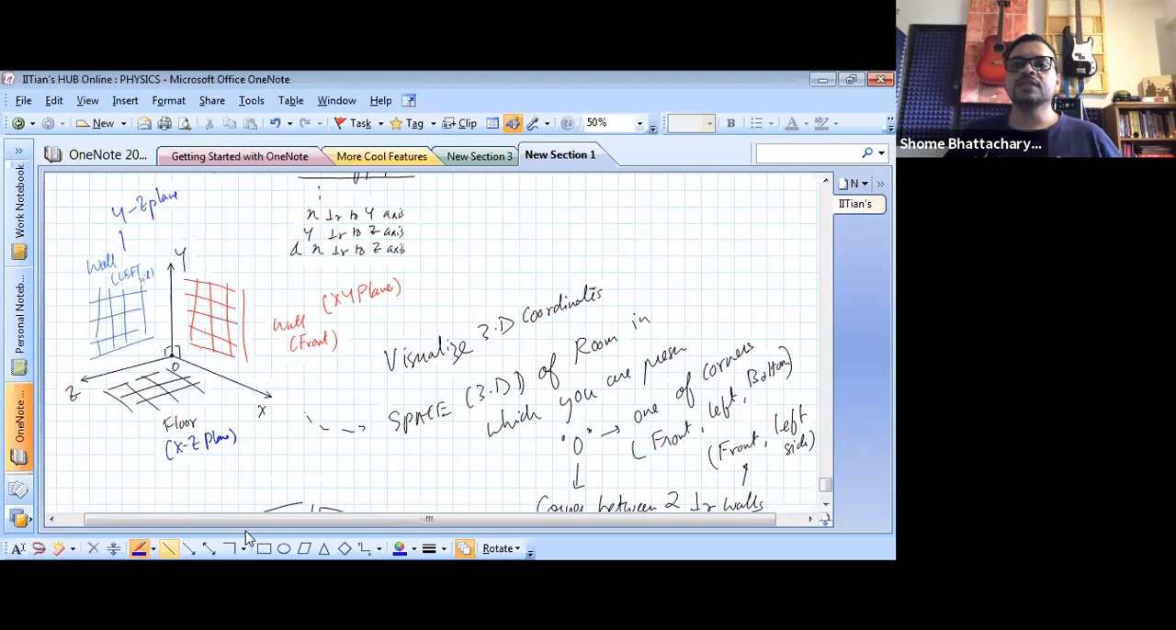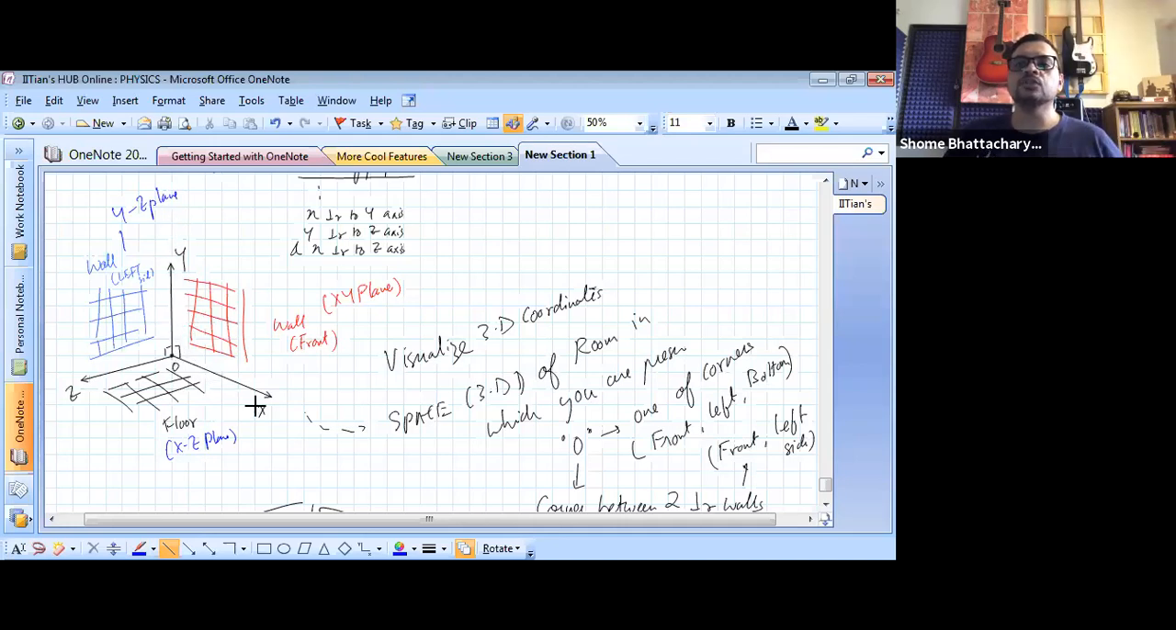So now you can visualize the axis. From the front left bottom corner, this edge, the edge between the wall in front of you and the floor, that is one of your axis, x-axis. Then the edge between the two walls which are perpendicular to each other, the wall to your left and the wall in front of you, that edge is your y-axis.